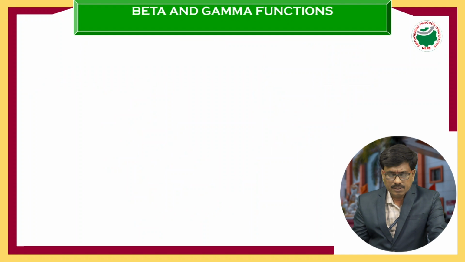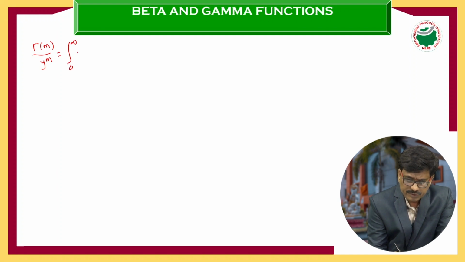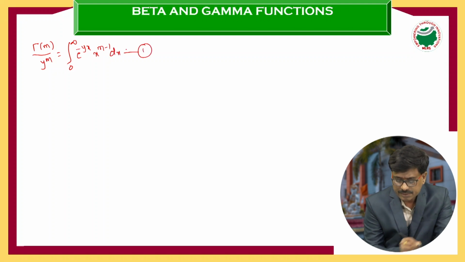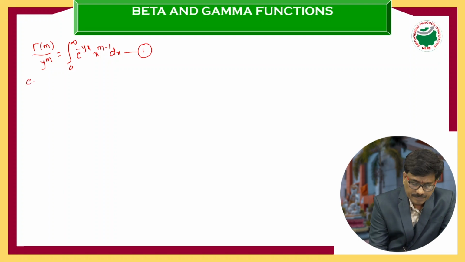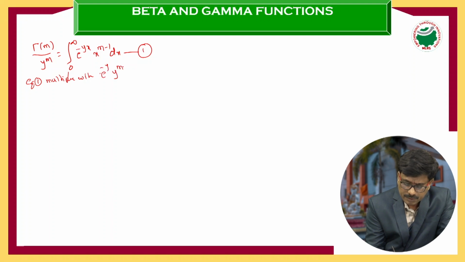Let me go with one more slide. What is the final equation I got? Gamma of m by y power m is equal to integral 0 to infinity e power minus y t, y into x, e power minus y into x power m minus 1 into dx, equation 1. For this equation 1, I can multiply with e power minus y power m plus n minus 1 on both sides.